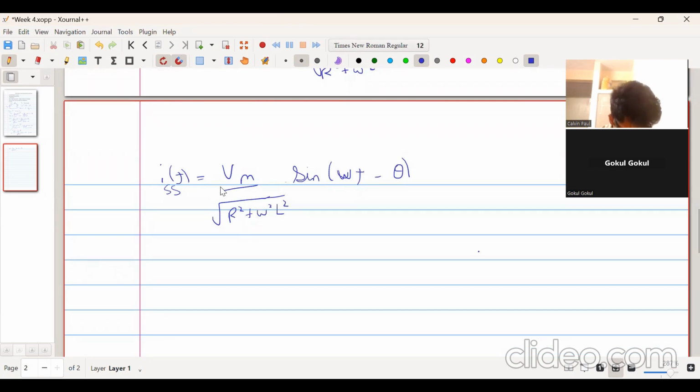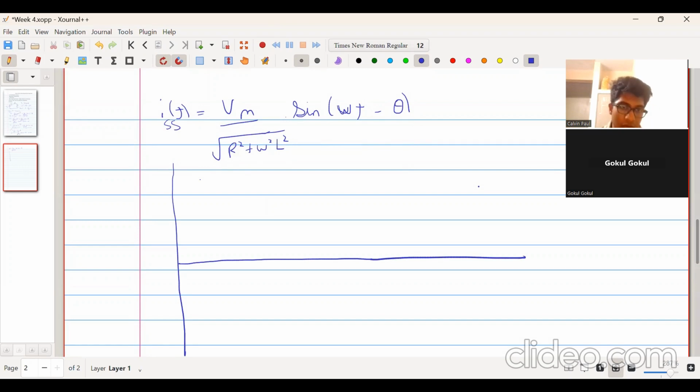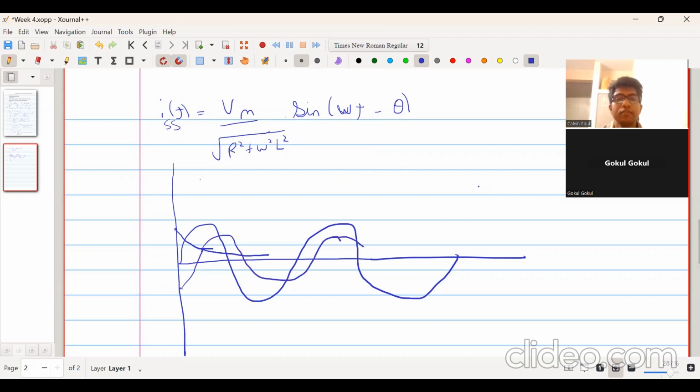Fine. Now let us draw the graph of this. Just bear with me. This is the input voltage Vs. And the current has two parts, two components. One is a decaying component which is coming like this, which is decaying like this, and the other is the component which is lagging. This component is lagging the waveform.